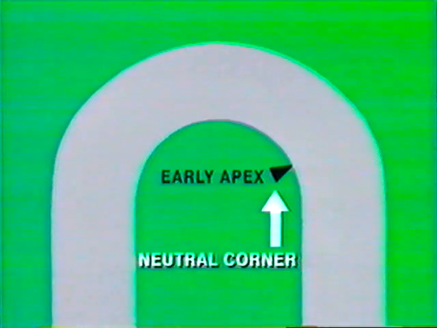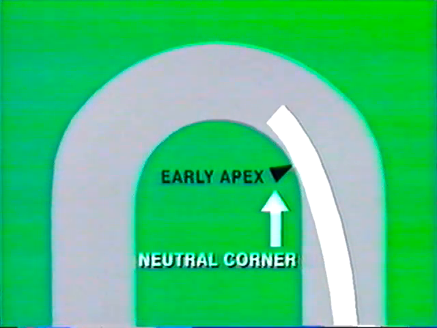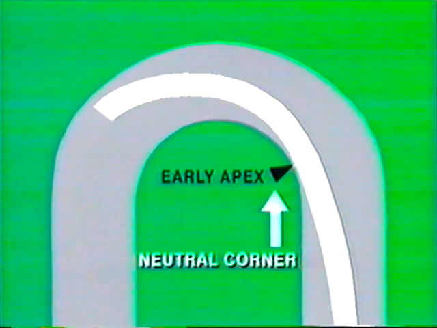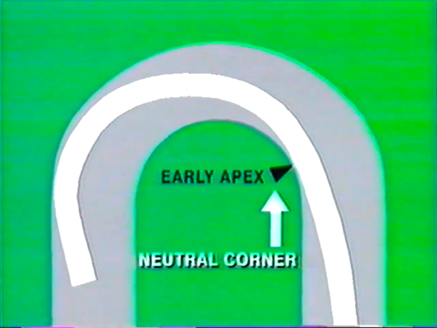Here's what it looks like if the car makes its apex too early. By early apexing, you have to scrub off speed sooner, and you're committed to an improper path of travel when you get to the other side of the corner.